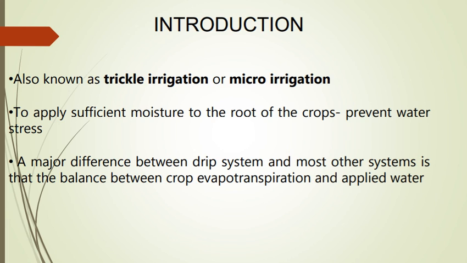So drip irrigation is also known as trickle irrigation or micro irrigation. To supply sufficient moisture to the root of the crops prevents the water stress. A major difference between drip irrigation system and most other systems is the balance between crop evapotranspiration and applied water.